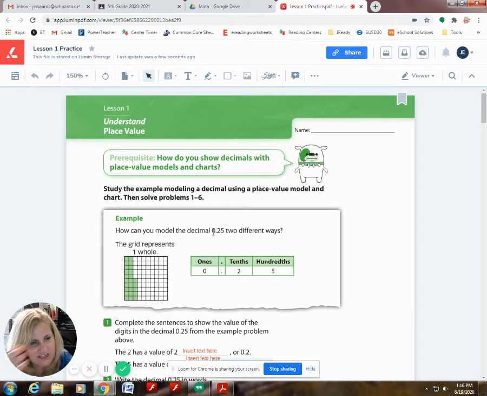A decimal is very similar to a fraction. It tells you how much you have and how much you need to make a whole. So to make a whole for 25 hundredths, you would need 100 of those. So you only have 25 of those 100 pieces. So when we put it on a grid like this that is out of 100, we have 10, 20, 25. You can also write it like this using a place value chart. We have 0 ones, which means we have 2 tenths, and we have 5 hundredths.